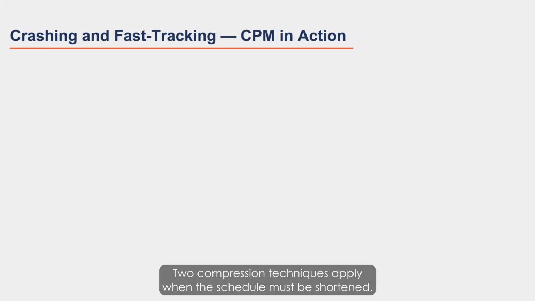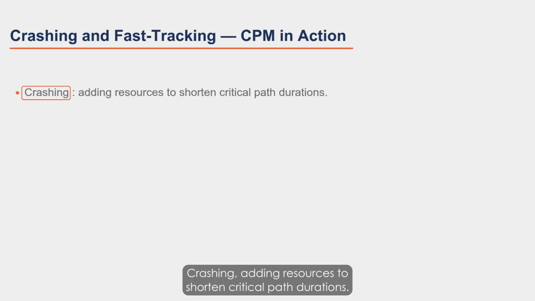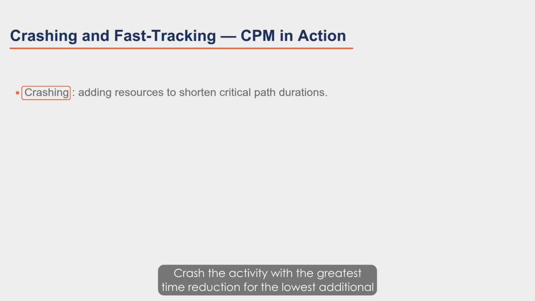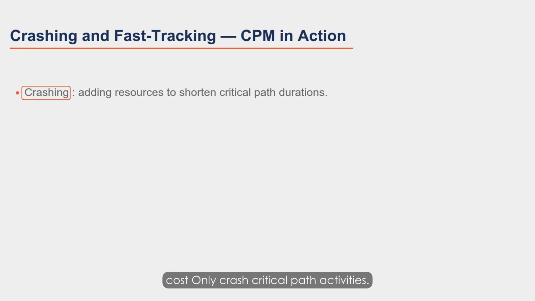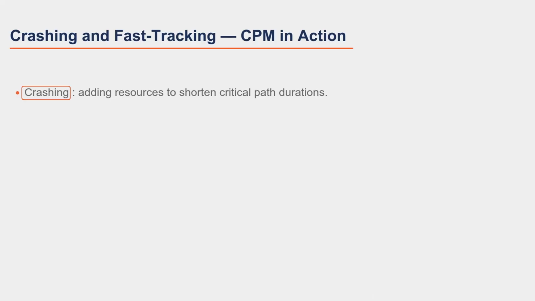2 compression techniques apply when the schedule must be shortened. Both target the critical path. Crashing: adding resources to shorten critical path durations. Crashing costs money. Crash the activity with the greatest time reduction for the lowest additional cost. Only crash critical path activities. Crashing non-critical ones wastes money without shortening the project.